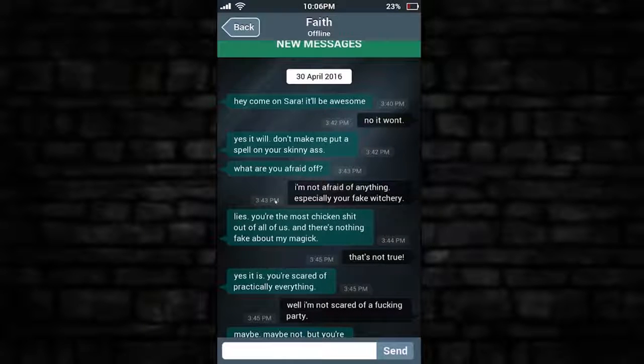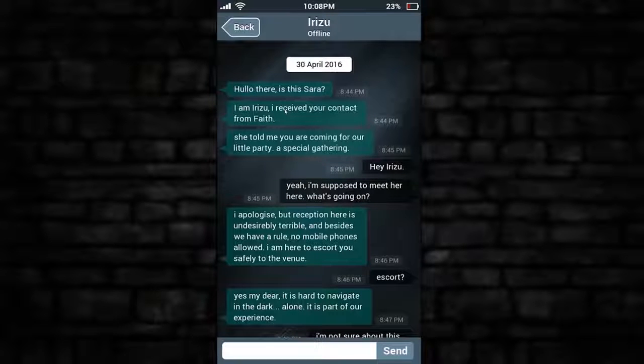The third problem is a really tough one to suspend your disbelief over. On April 30th, Sara wasn't just sent messages by James. She was also talking to Faith, who convinced her to go to the witch's feast known as Walpurgisnacht, and Irizu, a mysterious contact who claimed to be a friend of Faith. Here's how it went down.